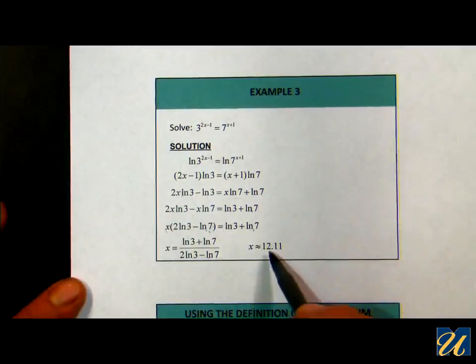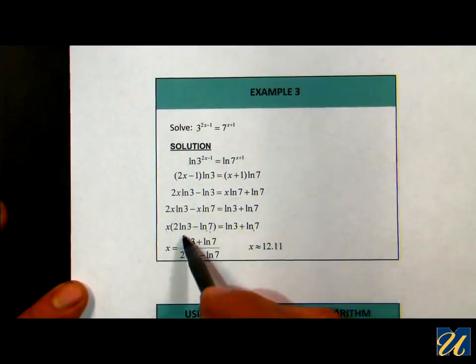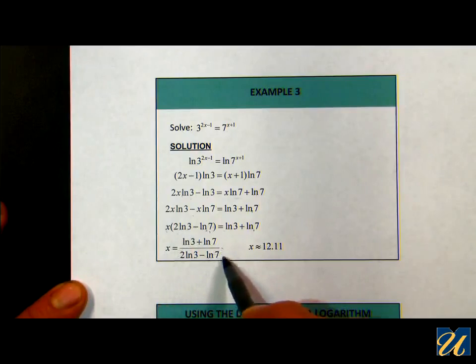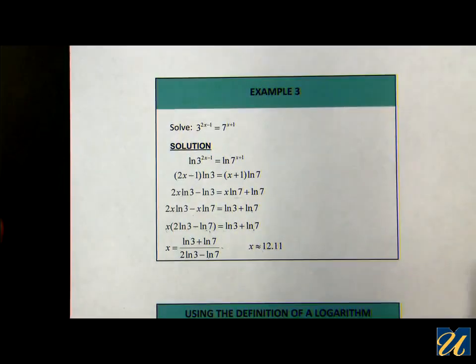I encourage you to try getting this on the calculator, and if you do that, I would put parentheses here in the numerator, and I would put parentheses here in the denominator. Otherwise, you will not get that result. You'll get something different. Go ahead and try it.